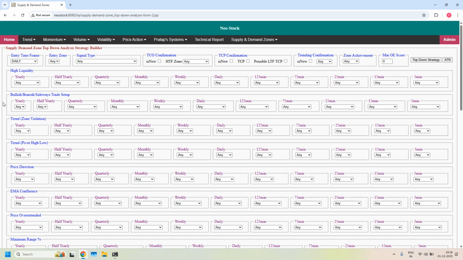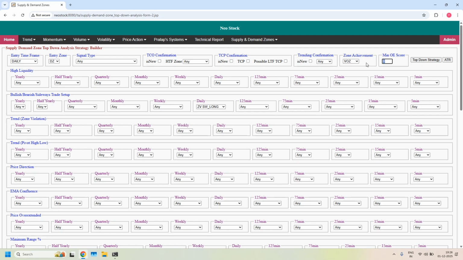Starting with the sideways long trade setup for monthly income trade, entry time frame should be daily, entry zone should be demand zone. In the bullish or bearish or sideways trade setup parameter at entry time frame daily, I am selecting sideways long trade setup, and for zone achievement I am selecting violated opposing zone.